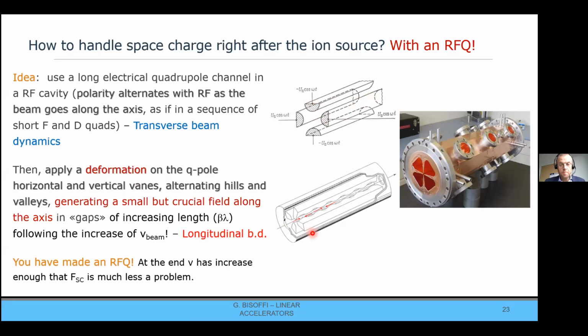So to give acceleration, you apply a small but very important deformation on the quadrupole vanes, both in the horizontal and vertical vanes, and you alternate between horizontal and vertical vanes, the hills and the valleys. So you generate a small but very crucial field along the axis in sort of gaps, like the drift tube gaps of increasing length, so increasing with the beta of the particles. Actually, the RFQ is a very special resonator in which the velocity profile is written in the copper of your structure. And so indeed, by doing this, you accelerate gently, and at the end of the RFQ, you have increased the voltage enough that you can handle it with magnetostatic focusing elements.